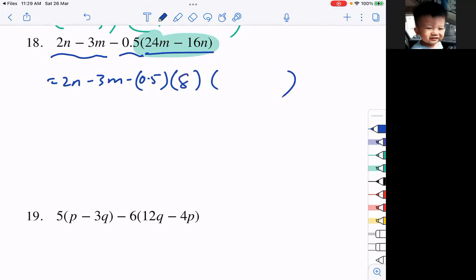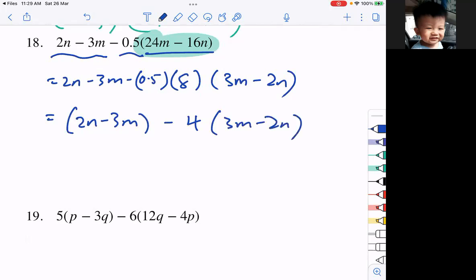8 is good. All right, I can do a bit more. Can you see how I clean up the 0.5 and 8? 0.5 times 8 is half of 8 now, right?